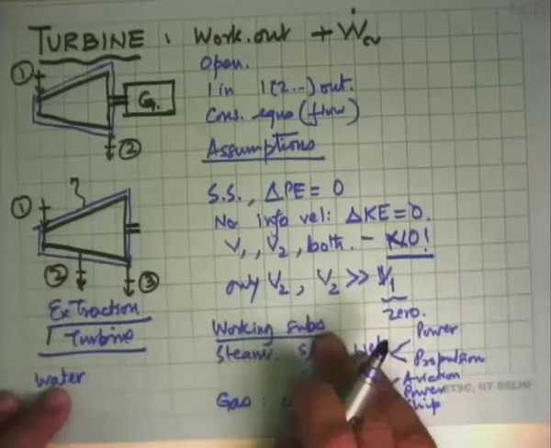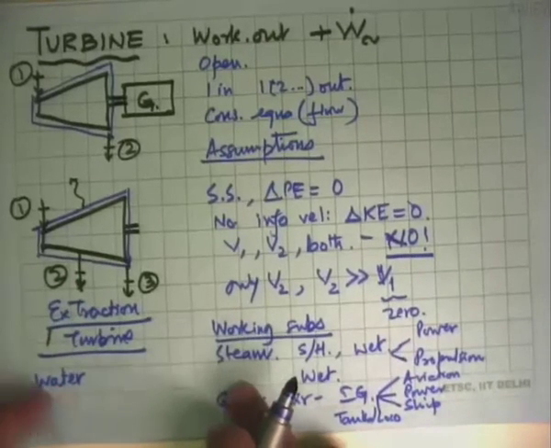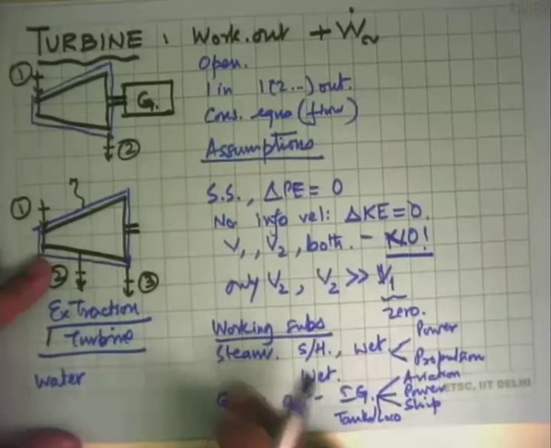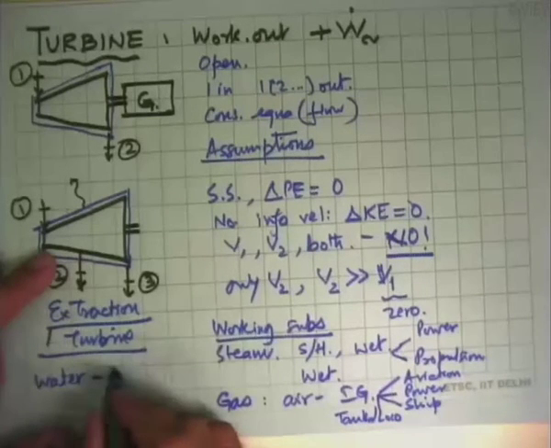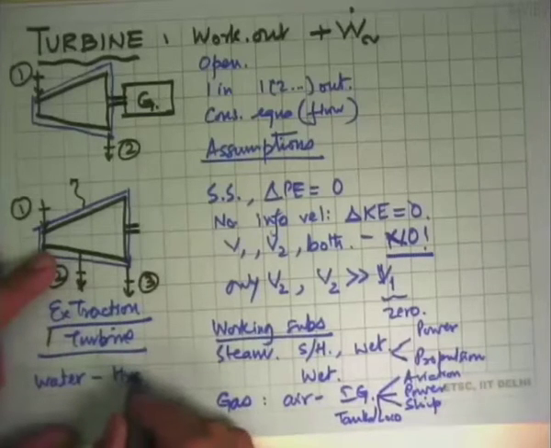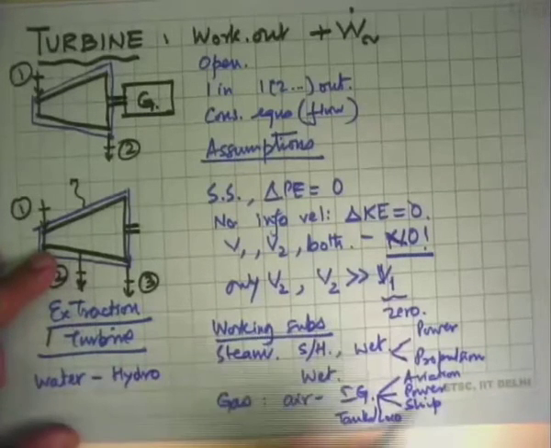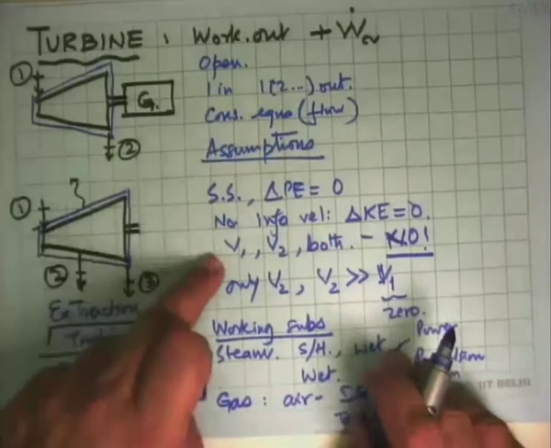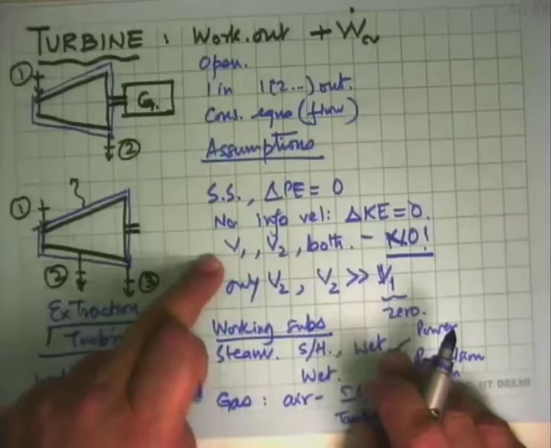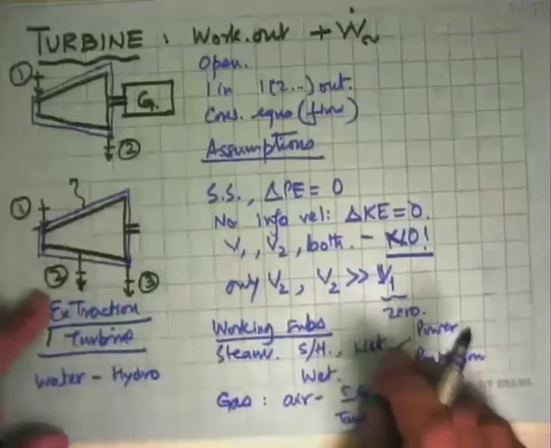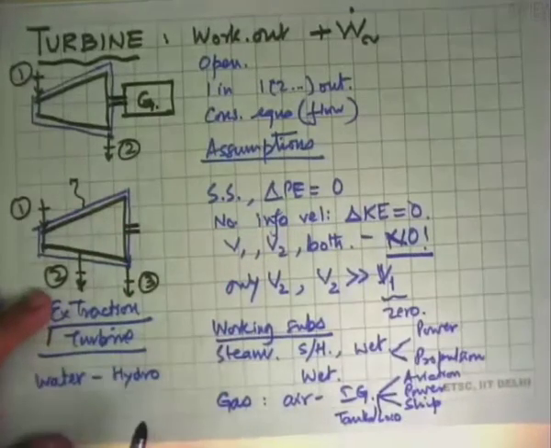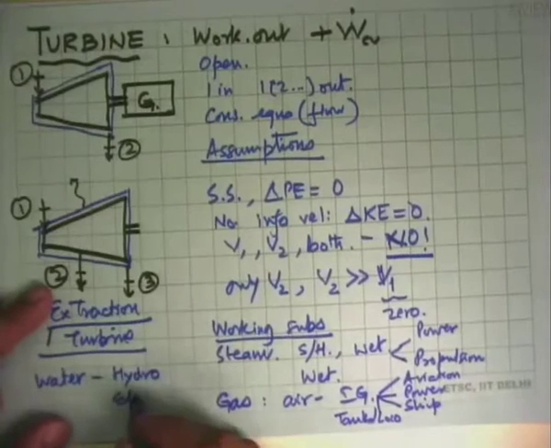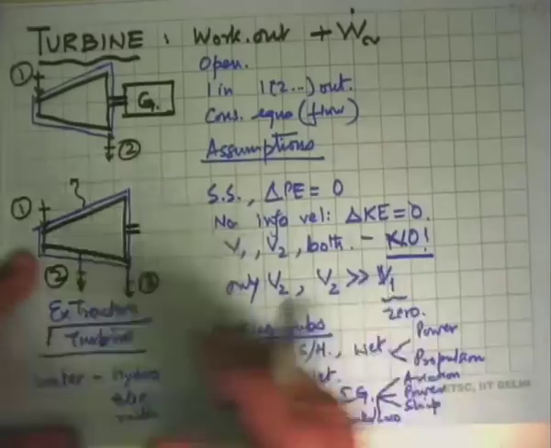The working substance can be water, different from steam. This is water that's there in a river or in a dam. This gives you the idea of a hydro turbine. The equations you use there, although they came from fluid mechanics, do satisfy the laws of thermodynamics. We call them hydro turbines, and they are used for producing electric power, and in some cases running mills.